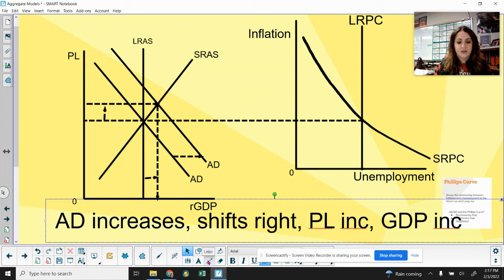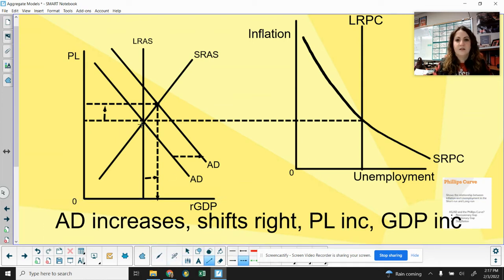So to illustrate that prices are going up and unemployment is going down, we can actually drag these all the way across to our Phillips curve right there. And there, my friend, I'm trying to make a dot there. There we have our original equilibrium and our new equilibrium. And I can actually throw some markers down here like that.